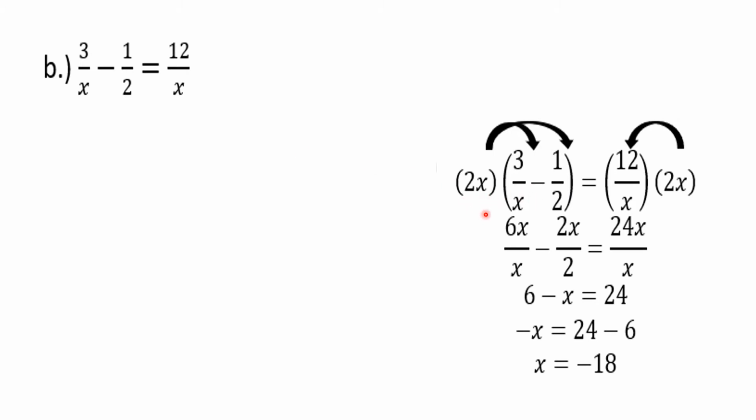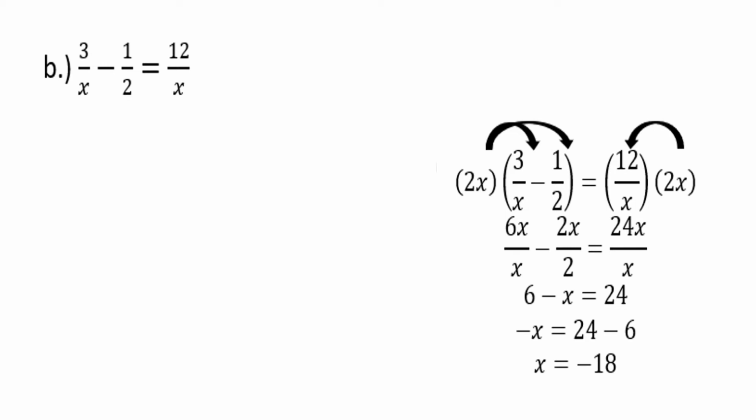So we have 2x times 3 all over x. So that is 6x, 2 times 3 is 6. Then you copy x. So we have 6x over x minus, so 1 half times 2x is 2x all over 2. And 2x times 12 over x is 24x all over x. Now we can simplify this in our second step.